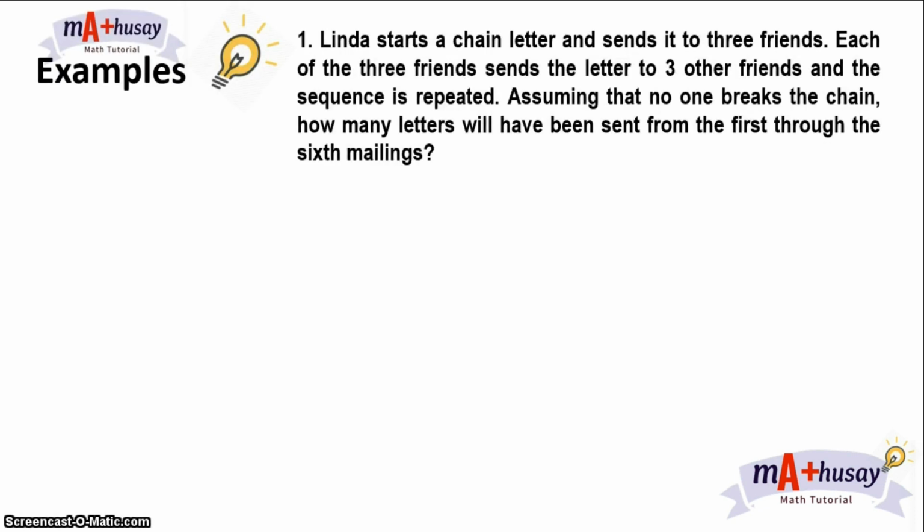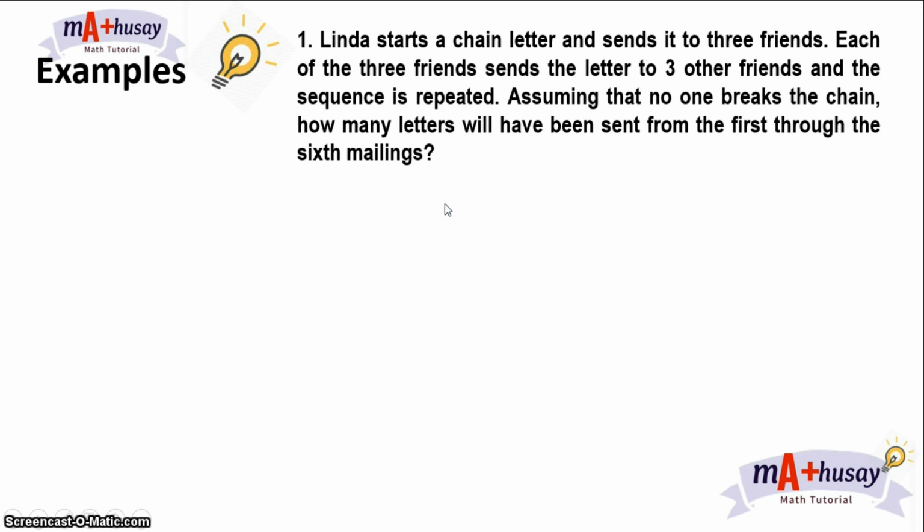Example number 1. Linda starts a chain letter and sends it to 3 friends. Each of the 3 friends sends the letter to 3 other friends. And the sequence is repeated. Assuming that no one breaks the chain, how many letters will have been sent from the first through the 6th mailings?